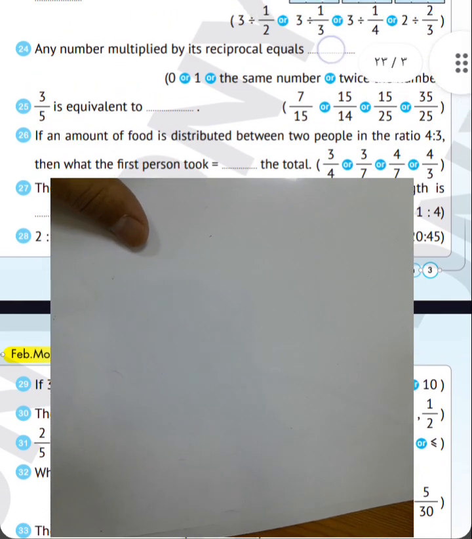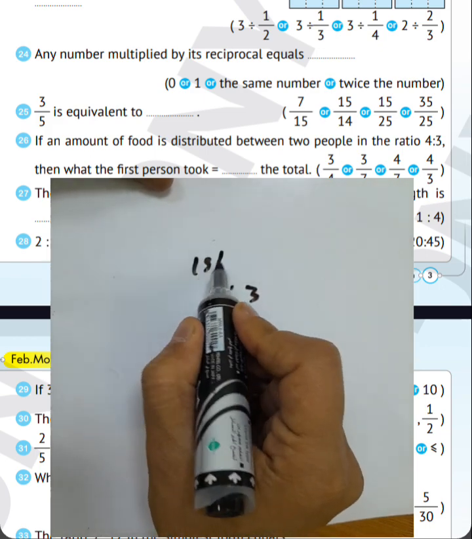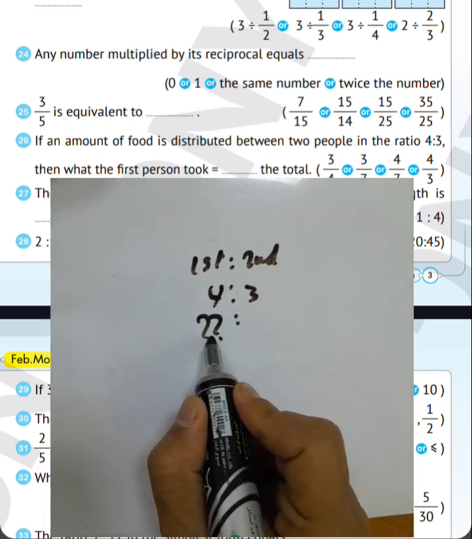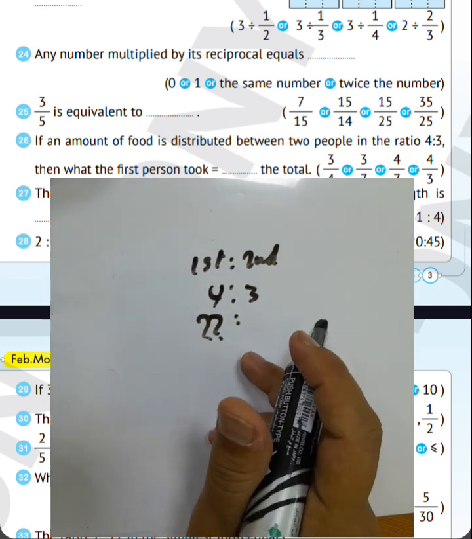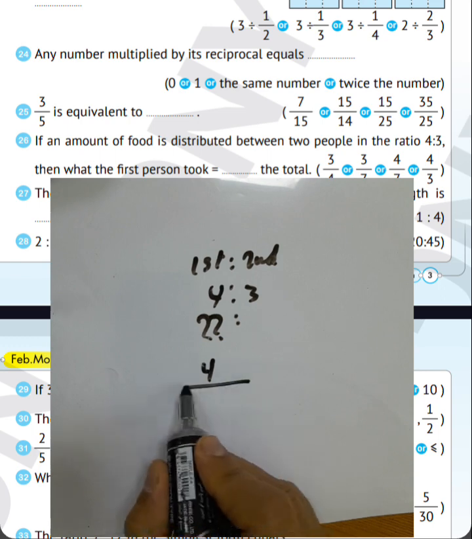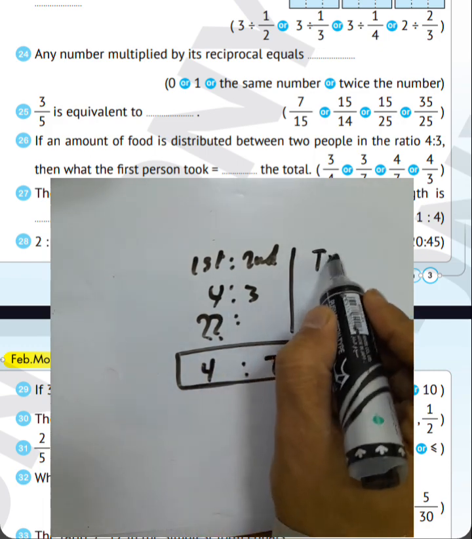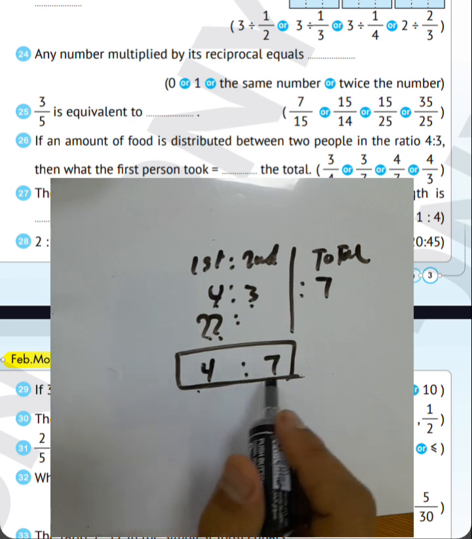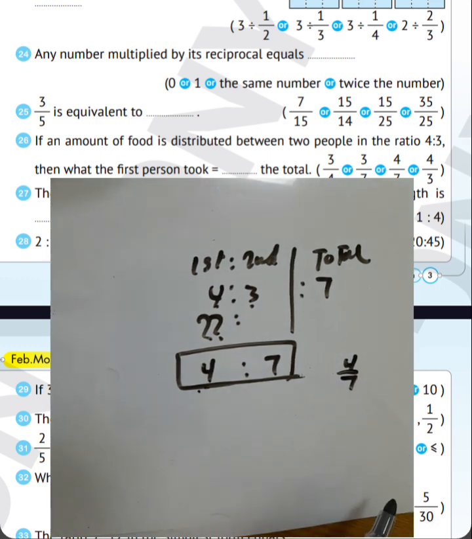Next example. If an amount of food is distributed between 2 people in the ratio 4 to 3, first and second, then what is the ratio of the first to the total? We want to find the first to the total. First will be 4 and the total will be 7. 4 plus 3 is 7. Then the ratio between first and total will be 4 to 7. Write 4 over 7. That is question 26.